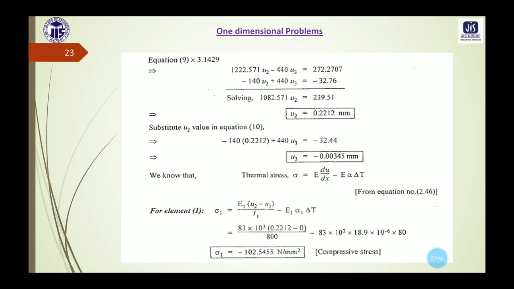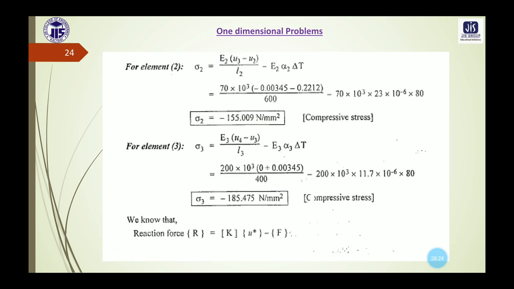Okay, so next we need to calculate the thermal stress, and the formula of the thermal stress sigma equals E du/dx minus E alpha delta T. So for element 1 we can write sigma 1, the thermal stress for element 1, equals E1 times (U2 minus U1) divided by L1, minus E1 alpha 1 delta T. If we put all the values of these different parameters, then we will be getting the value of thermal stress, which is minus 102.54 Newton per millimeter square, and which is a compressive stress.